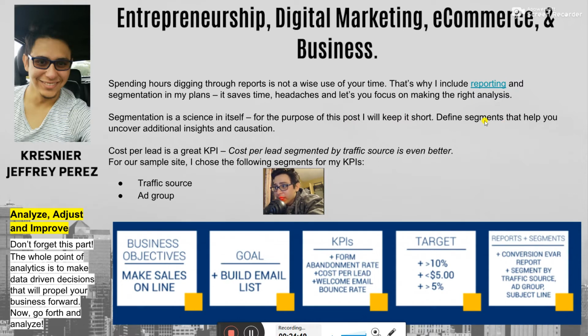Defined segments are things that help you uncover additional insights and causation. Cost per lead is a great KPI. Cost per lead segmented by traffic source is even better. So you can see how that's even more segmented. For our sample site, I chose the following segments for my KPIs: traffic source and ad group.